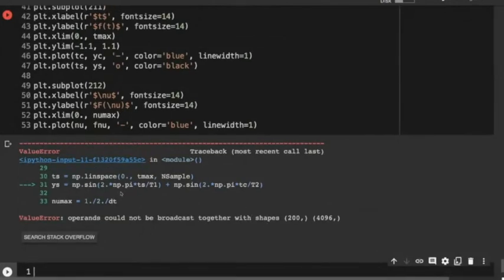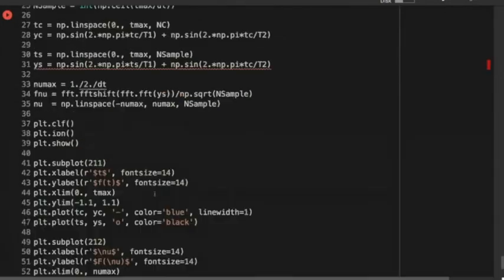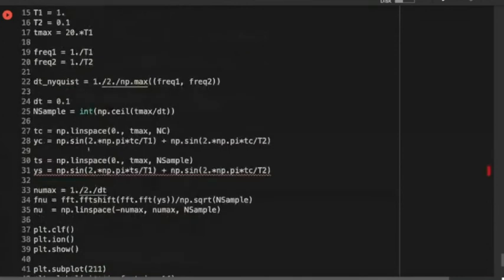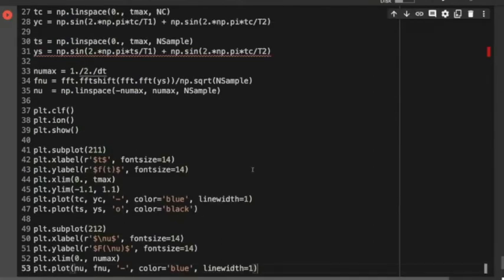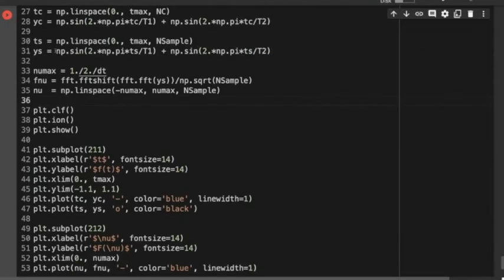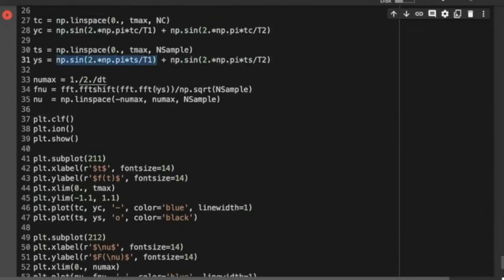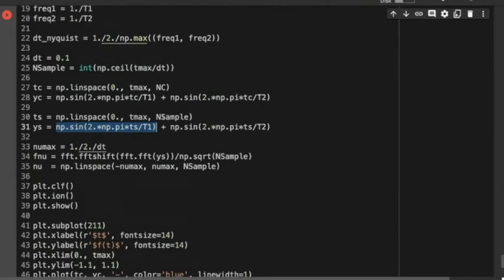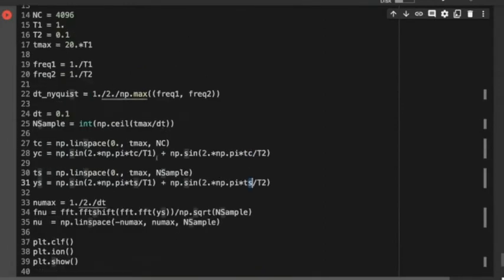So there is some problem here. Let's see what the problem is. The problem is that this should be TC and this should be TS, right? The reason it gave an error is because this has a length of n sample, whatever the n sample may be, and if I write TC over here, this will have a length of NC, which is much larger. So you cannot add two vectors of different lengths.